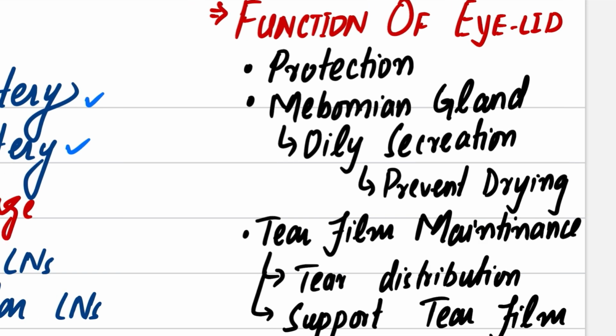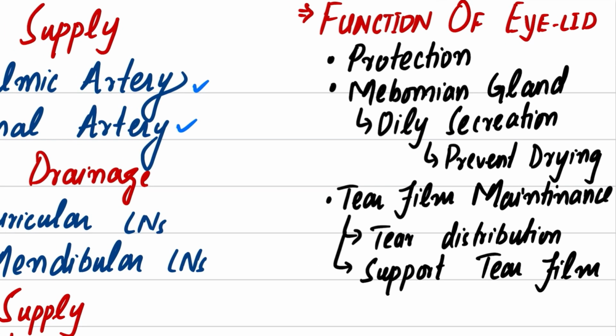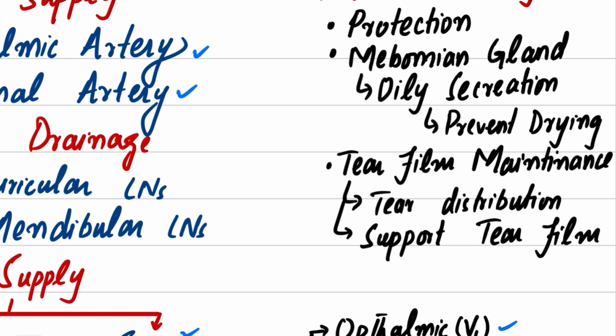Now we have the functions of the eyelid. First of all, it is involved in protection from any external injury, stimuli, or any external foreign body. They protect the eye by closing it. Number two, there are meibomian glands, and these meibomian glands provide oily secretion, and this oily secretion prevents the drying of the eye. Number three, there are tears or the tear film on our eyeball.